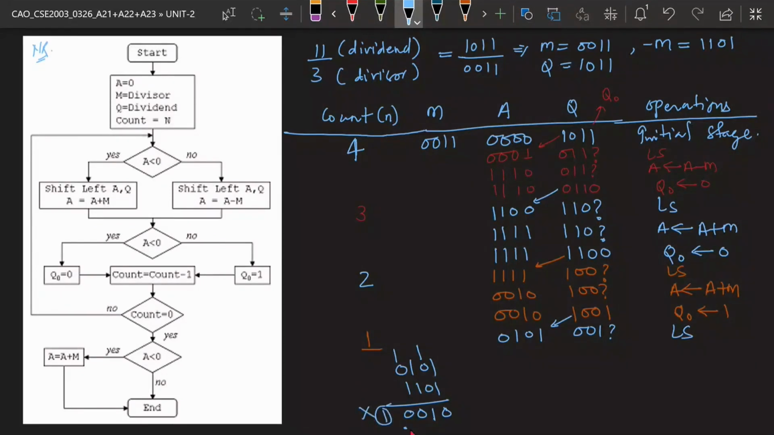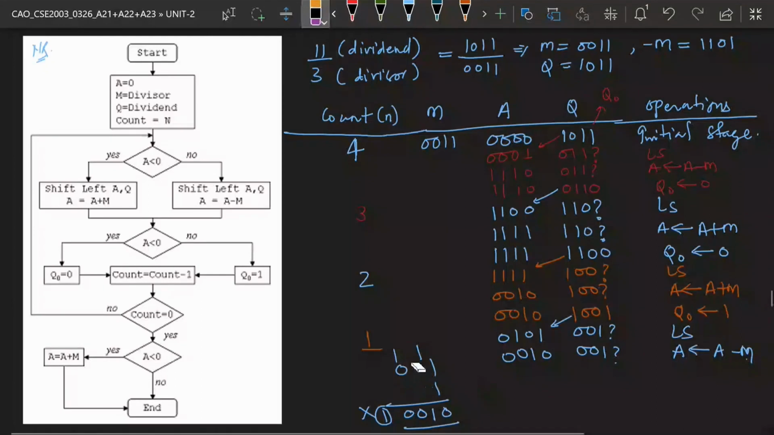So the carry is discarded. So the accumulator content is 0 0 1 0, and the Q value will be the same. So A is equal to A minus M. Up to here, I think everyone got the point. So once we have done this part, now we should be again checking the A value.